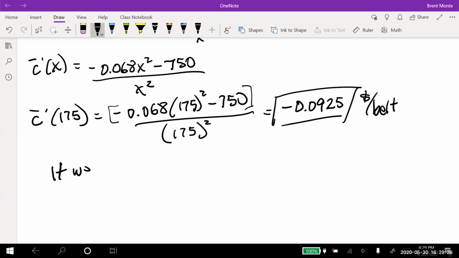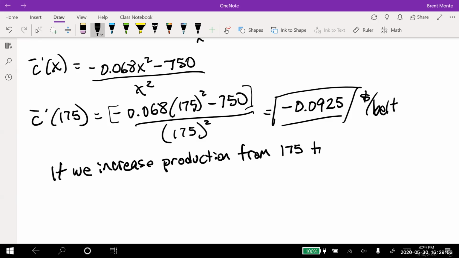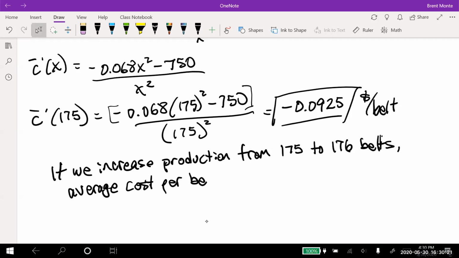It would be something like, if we increase production, now it's by one, but it's specifically for the one belt to get to 176, from 175 to 176 belts. And it's specifically here because if I plug in, say, 200, I'm going to get a different answer. That would be increasing from belt 200 to 201. But if we increase production from 175 to 176 belts, average cost per belt will decrease, because it's a negative, by, and we'll make it, we could do a dollar sign this way.